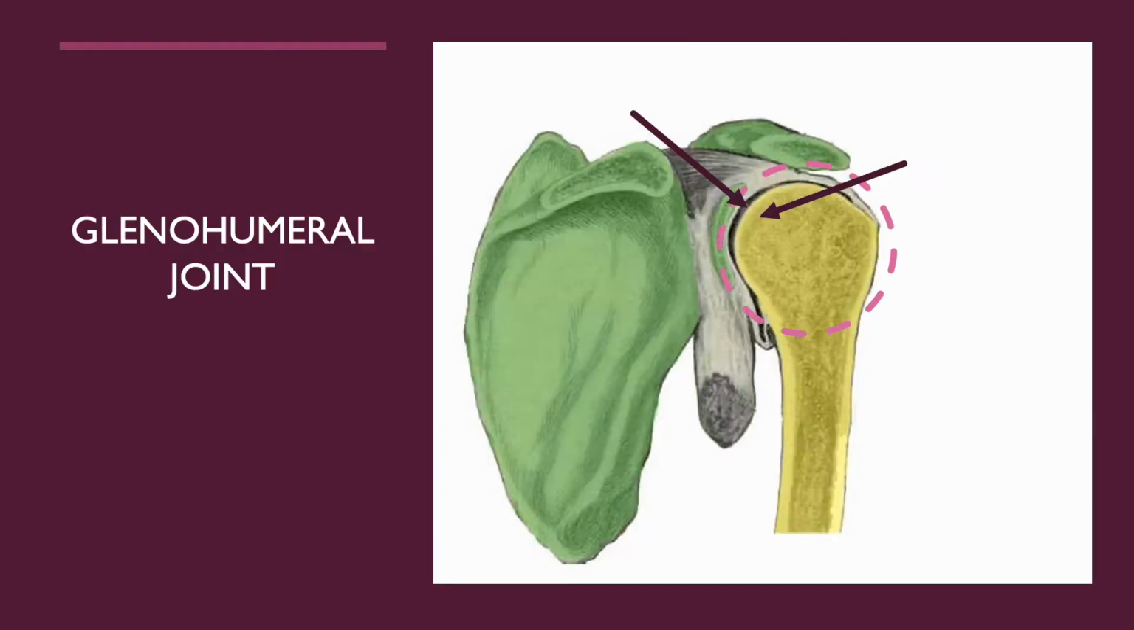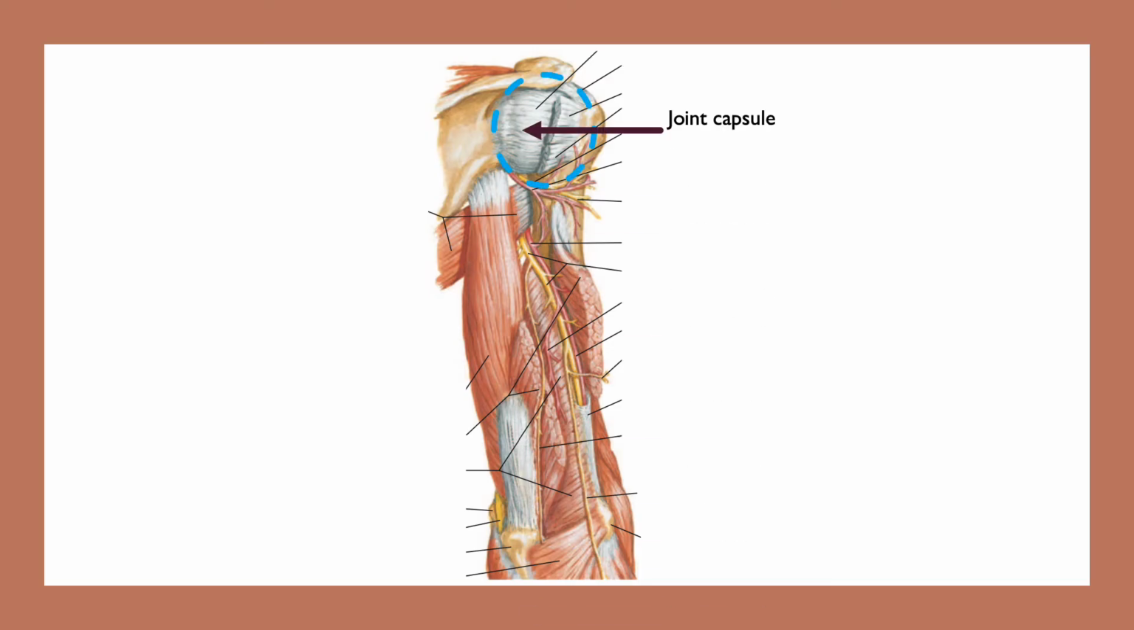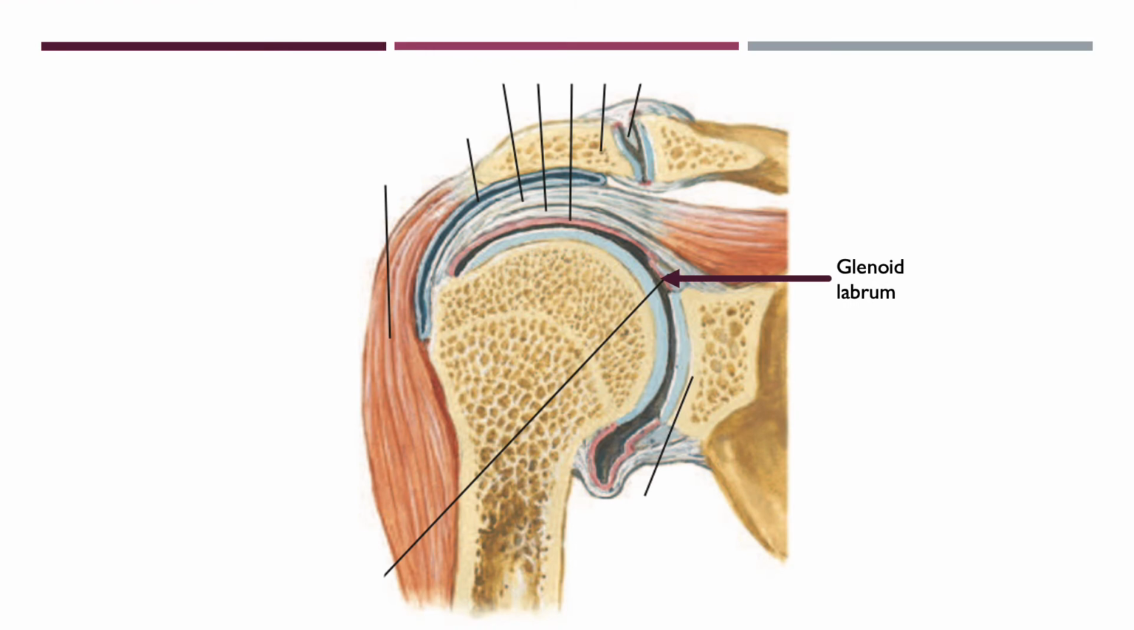The glenohumeral joint articulates with the head of the humerus and the glenoid cavity of the scapula. The joint capsule is a joint support structure of the glenohumeral joint. It is a fibrous sheath which encloses the structures of the joint. The glenoid labrum is another joint support structure, and it is a fibrocartilage rim within the glenoid fossa.